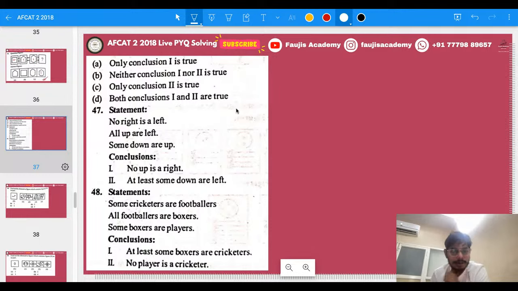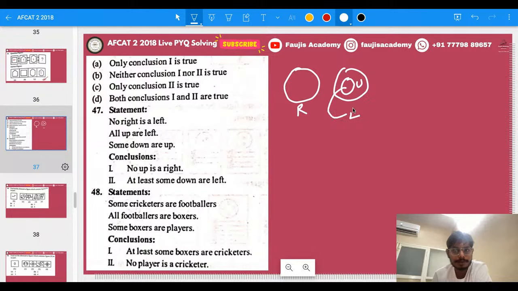We are doing the 47th. No right is left. All up are left. Some downs are up. So have we drawn all of this? I want you guys to answer this question.